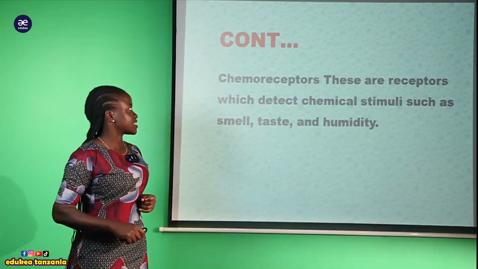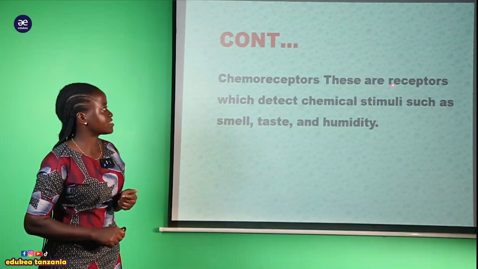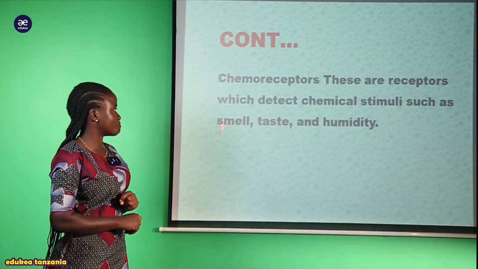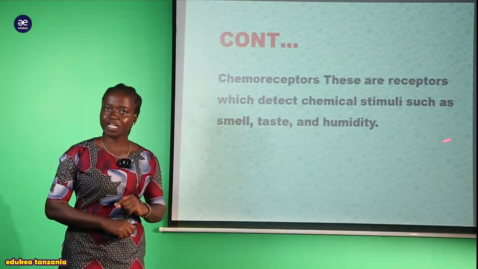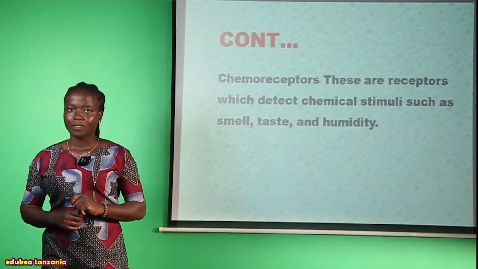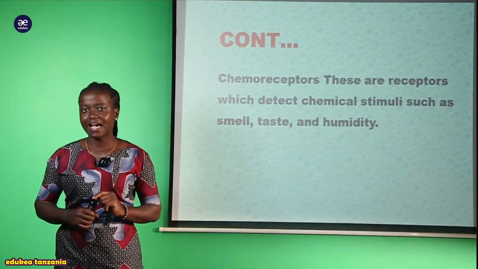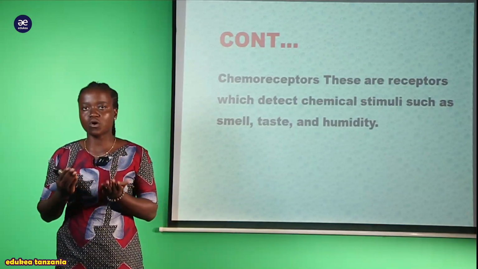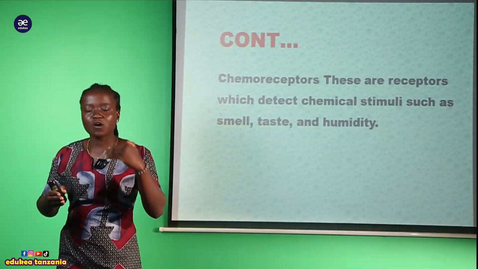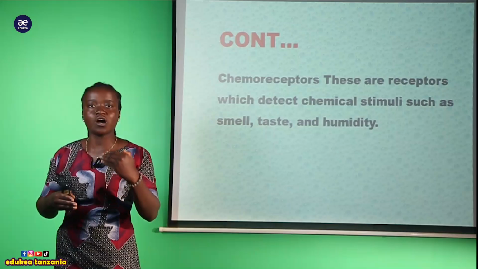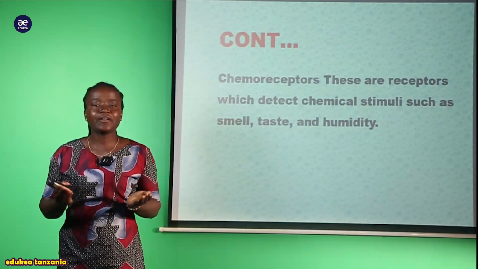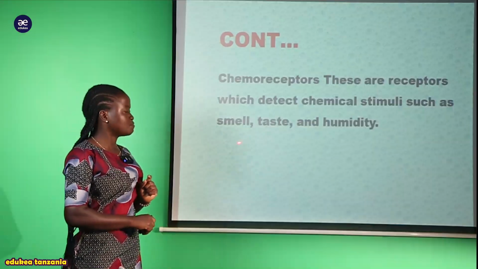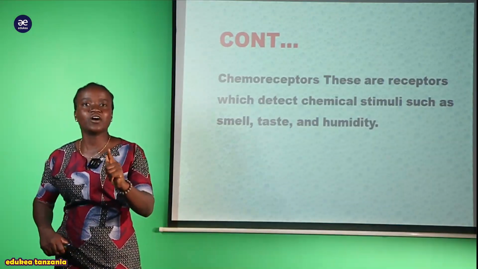Here we are saying that chemoreceptors are the receptors which detect chemical stimuli such as smell, taste, and humidity. This chemoreceptor, which can be found within your sense organ, is responsible for detecting any chemical stimuli. What kind of chemical stimuli are we talking about? Here we are talking about smell. Smell is a chemical stimulus.